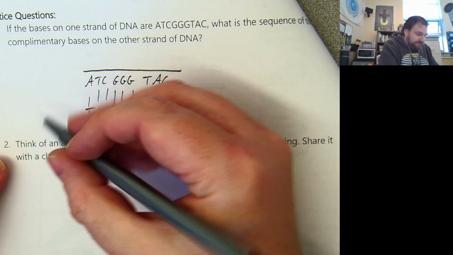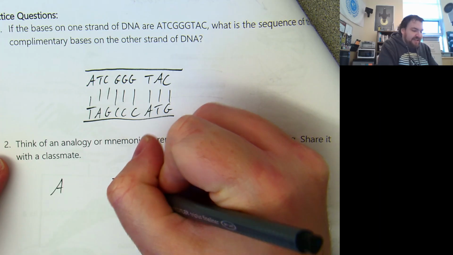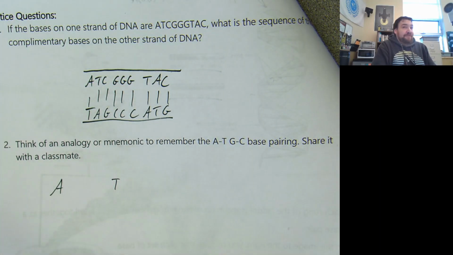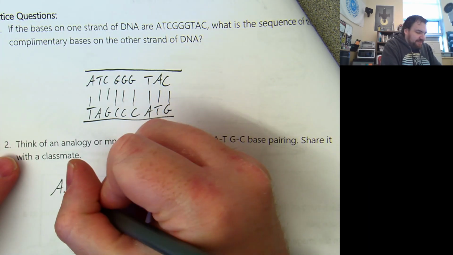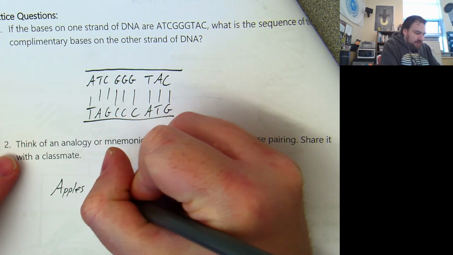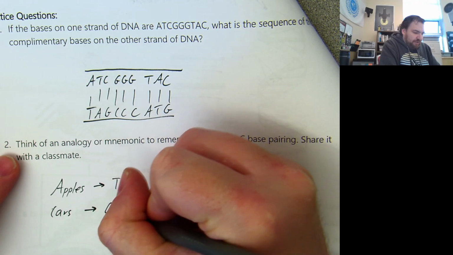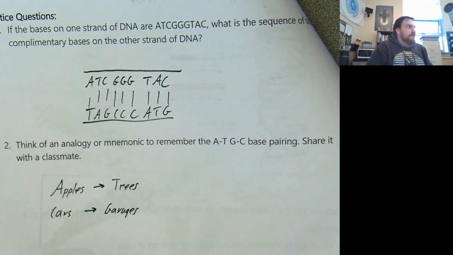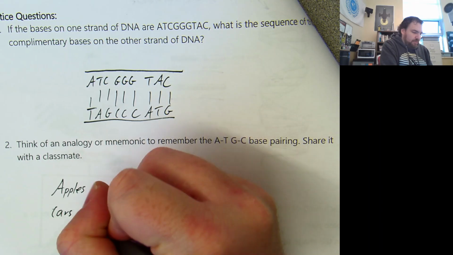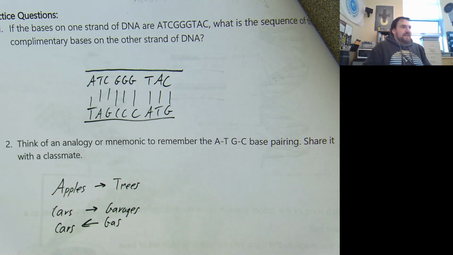One was to combine the A and the T, because those ones always have to go together. Or what a student said in the past was, oh, okay, well, apples always go in trees, and cars always go in garages. Or gas goes in cars, sure. I mean, the analogies start to break down. What if I have a propane car? What if I have a hydrogen car? What if I have a diesel car? Now we start to get confused, right? So there's always limits to these analogies or these mnemonics.